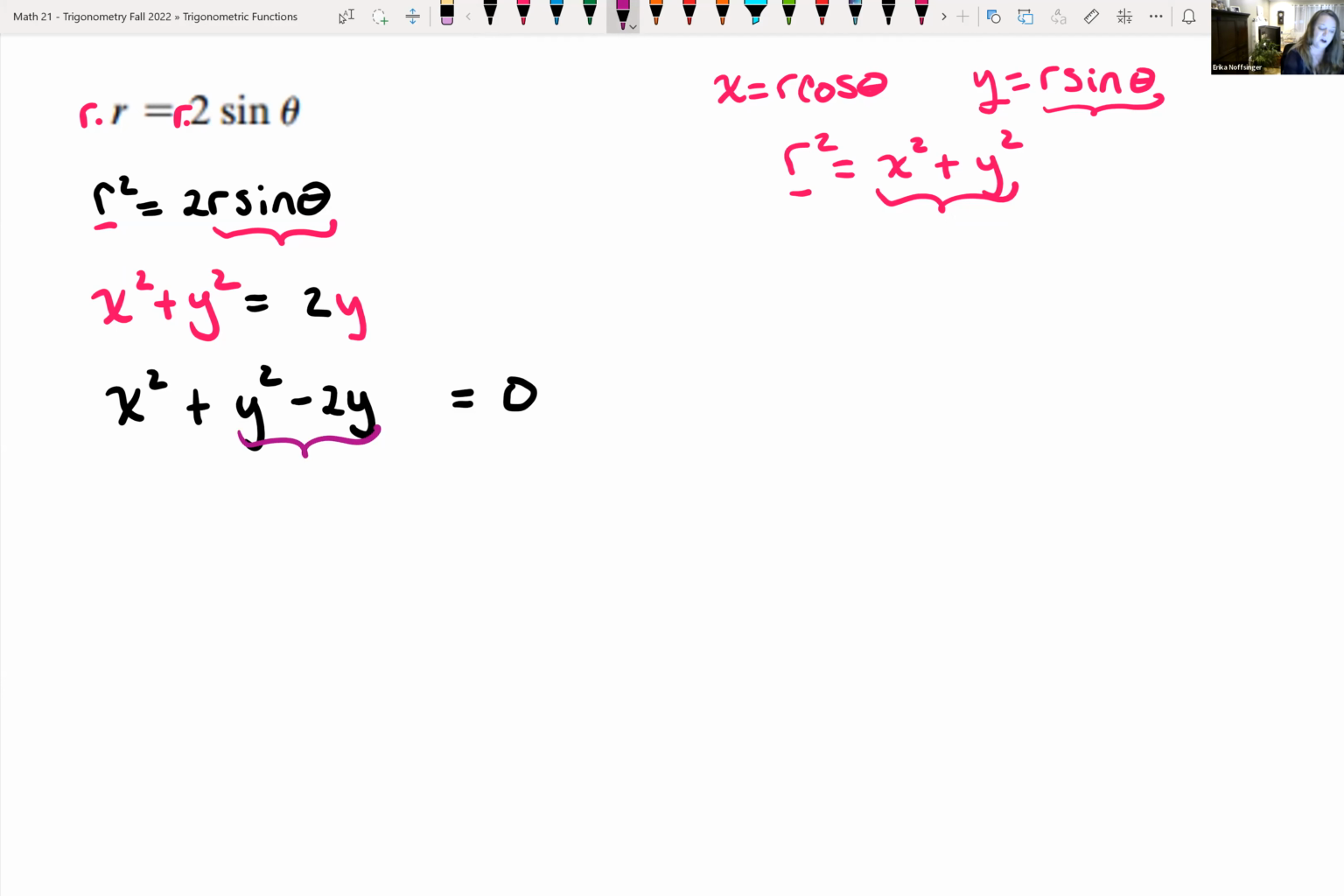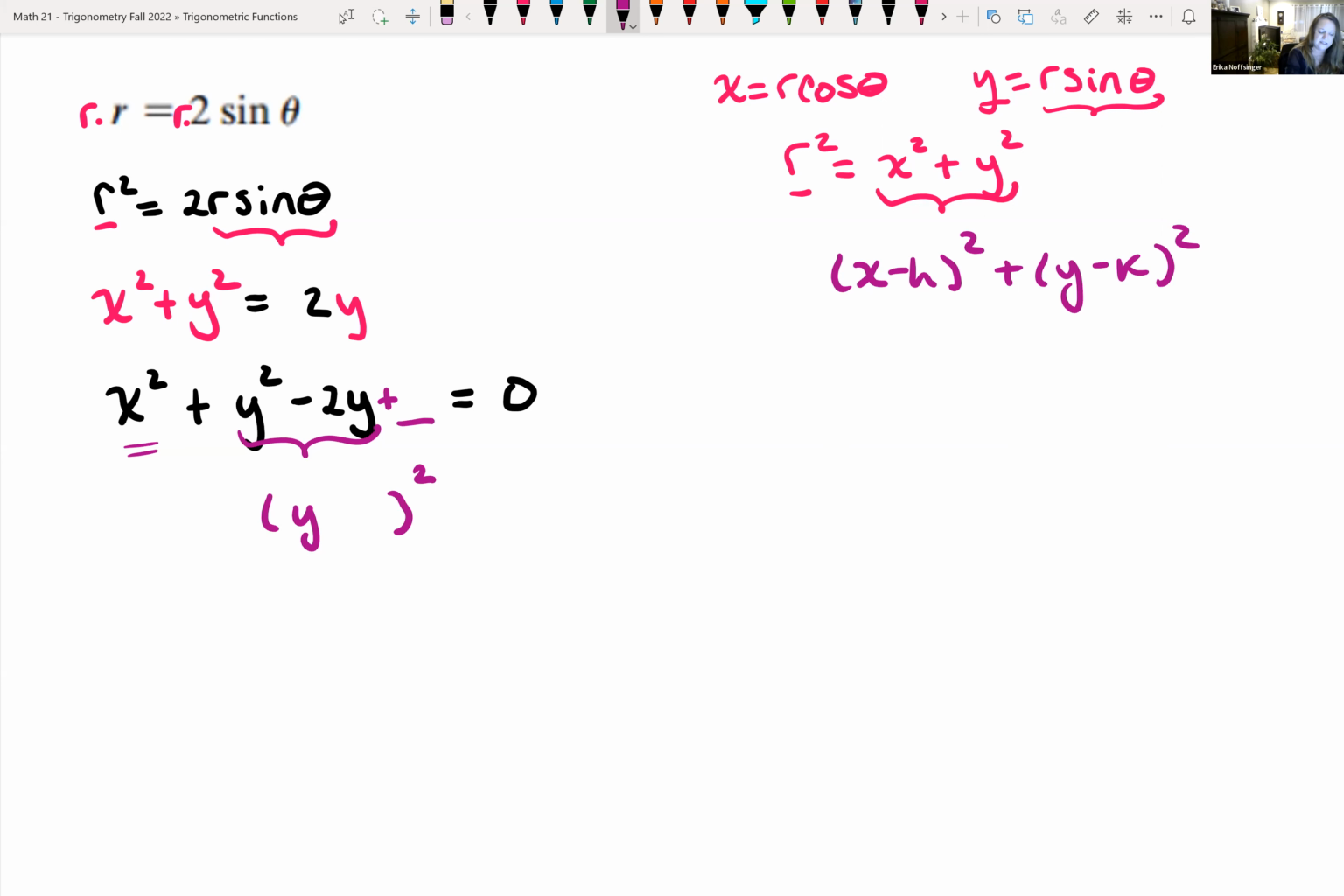Recall, a circle is in the form of x minus h quantity squared, which we have right here, x minus zero quantity squared, if you want to think of it that way, plus y minus k quantity squared. So we need to complete the square on my y terms. And so we're thinking of a number to make this a perfect square. So y plus or minus something quantity squared. So that's the same number that we would add to get negative 2. We want to multiply that to get some constant here. So add something in here.